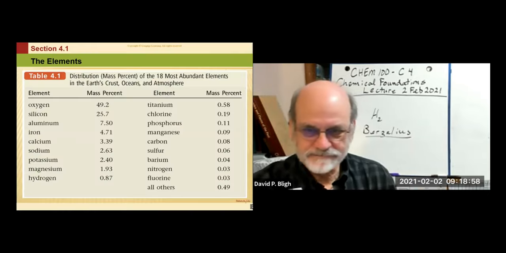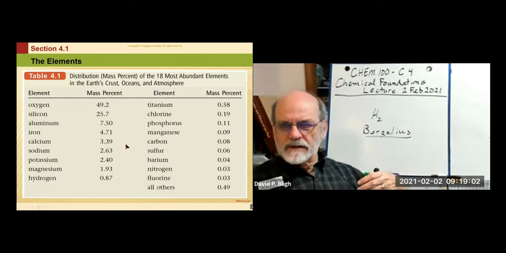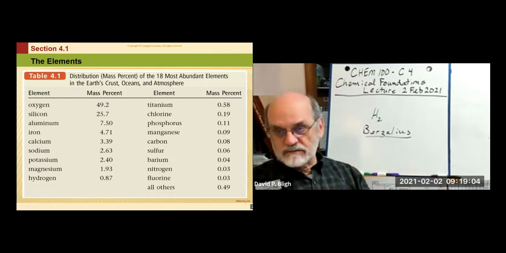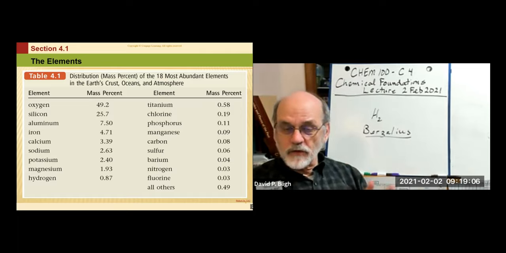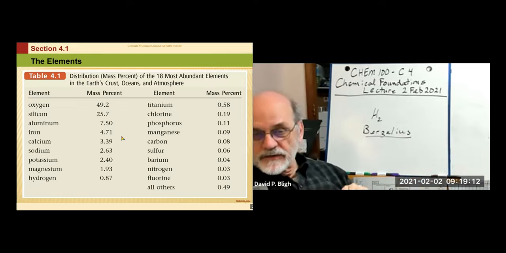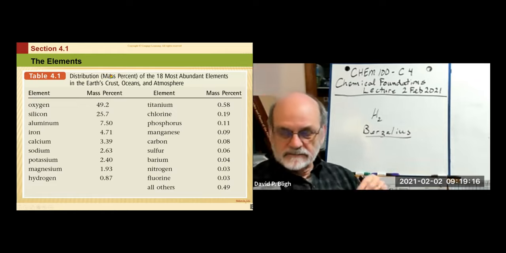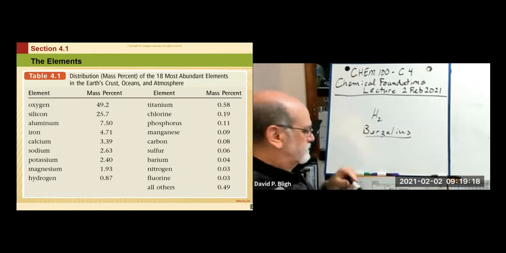Okay. The elements are not evenly distributed, either in the universe or in the Earth's crust. So this refers to the distribution of these elements by mass percent. So what is mass percent?